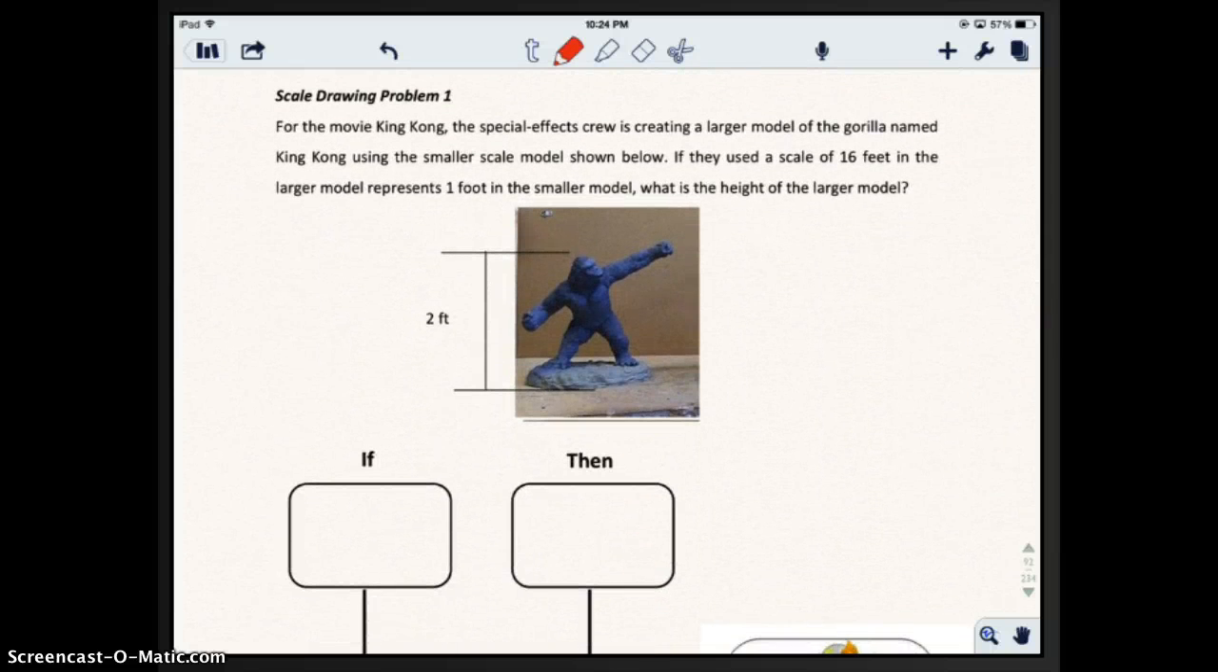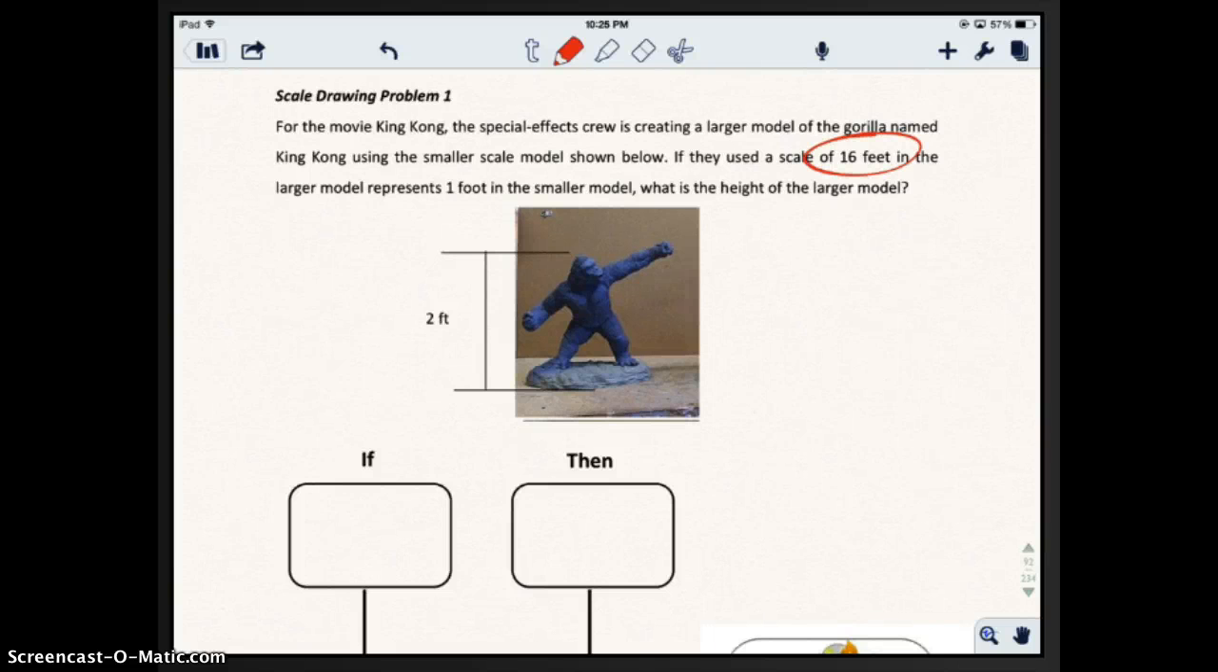Alright, here we go. Scale drawing, problem 1. For the movie King Kong, the special effects crew is creating a larger model of the gorilla named King Kong, using a smaller scale model shown below. By the way, this used to be extremely common. It is becoming less and less common, but still common in movies. The alternative is CGI. If they use a scale of 16 feet on the larger model representing 1 foot in the smaller model. Okay.